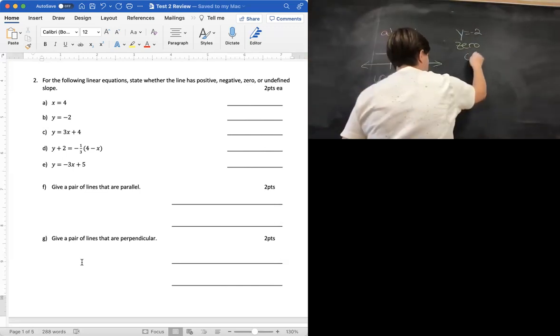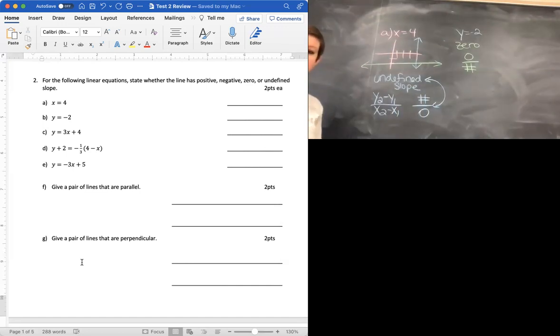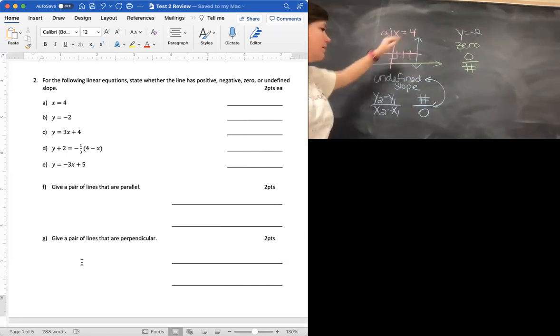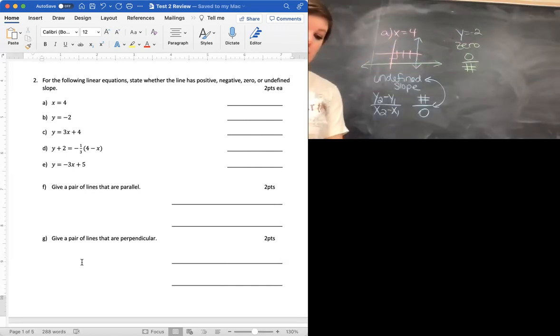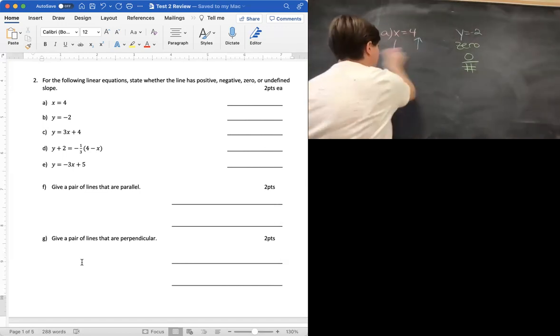So you would have 0 over some number, and 0 divided by any number is still 0. So a 0 slope will always simply be y equals some number. It won't have anything else. So x equals a number is undefined slope, y equals a number is 0 slope. So let's look at the other ones to figure out those slopes.